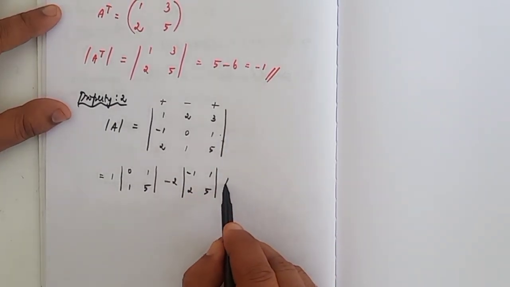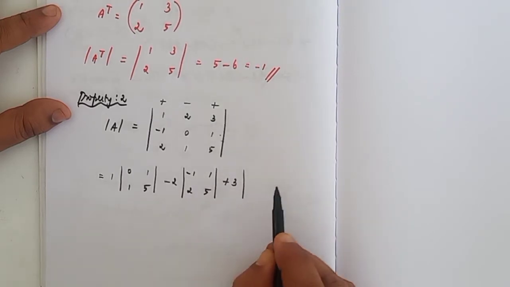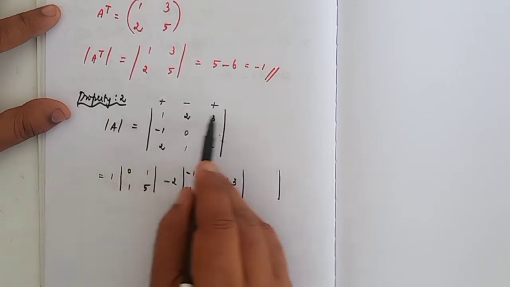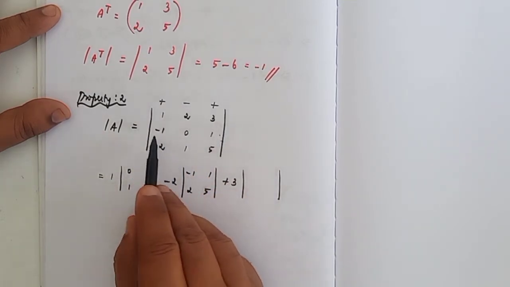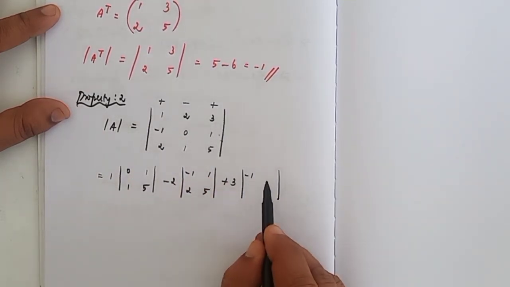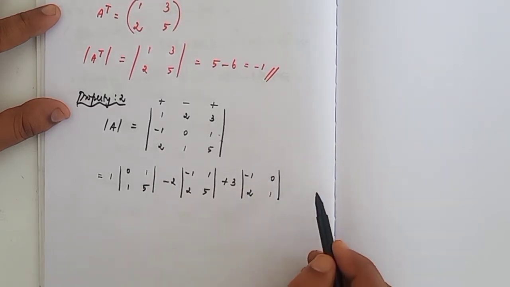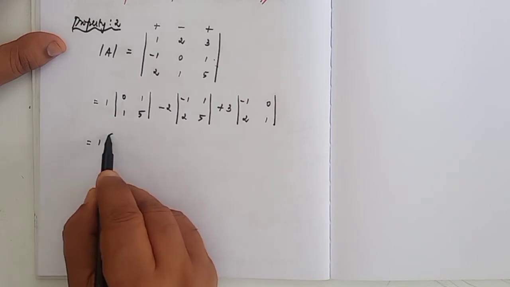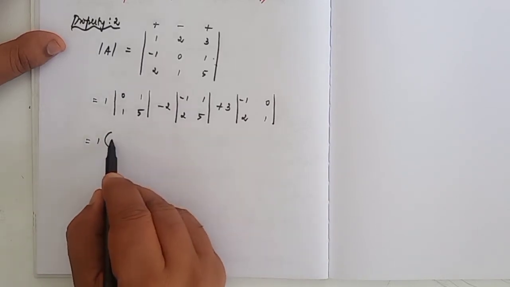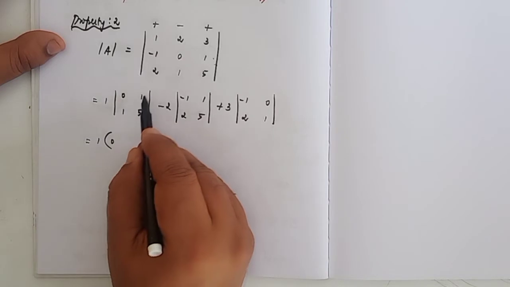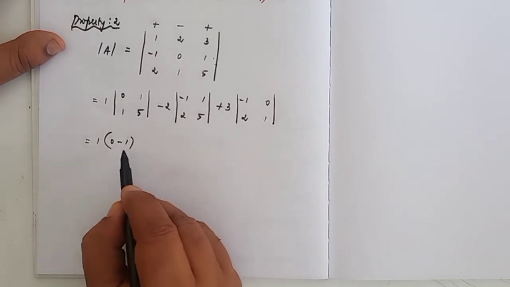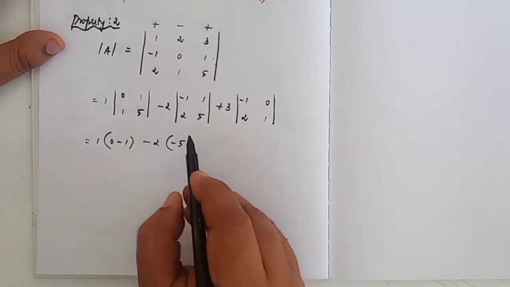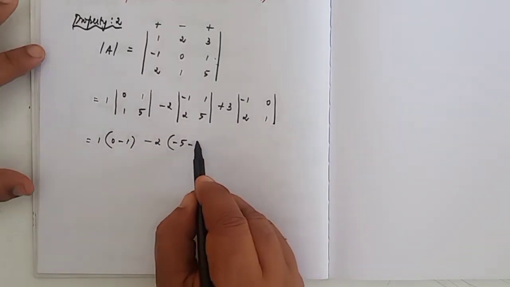Then finally, plus 3 into. The row and column containing the element should be eliminated. We have these 4 elements: minus 1, 0, 2, 1. Now you can expand the determinant. 1 into, multiply these 2, you will be getting 0. Then multiply, change the sign, 1 becomes minus 1, minus 2 into, minus 1 into 5, minus 5. 2 ones are 2, becomes minus 2.